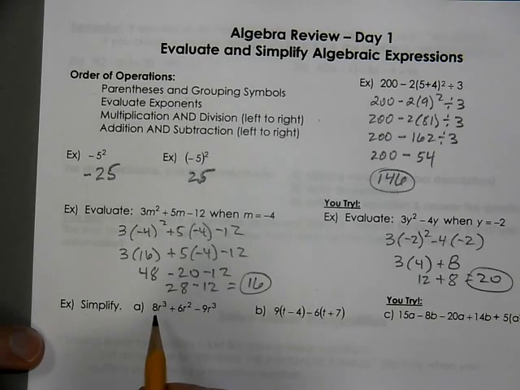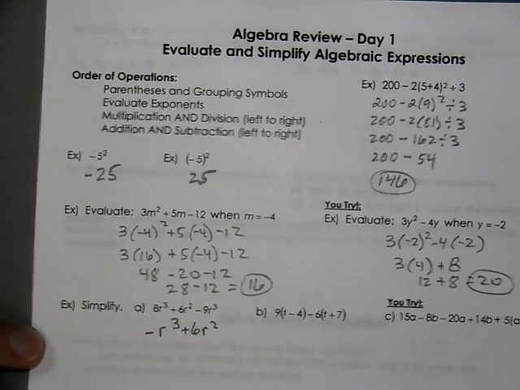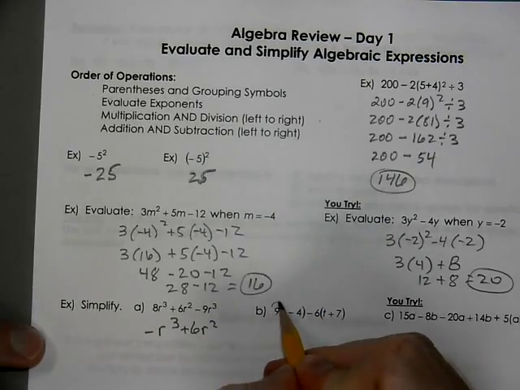Down here, we're just collecting like terms. There's nothing to plug into it. There's nothing to solve for, so the only option is to collect like terms. When you collect like terms, they have to have the same variable, and they have to have the same exponent. 8 minus 9 gives you negative 1, so negative r cubed plus 6r squared. That's the best you could do.